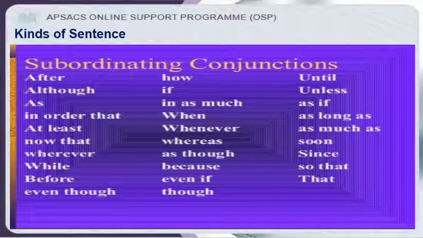They are after, although, as, in order that, at least, now that, wherever, while, before, even though, how, if, in as much as, when, whenever, whereas, as though, because, even if, though, until, unless, as if, as long as, as soon as, since, so that, and that. Try to memorize them. So now we have compound-complex sentences.